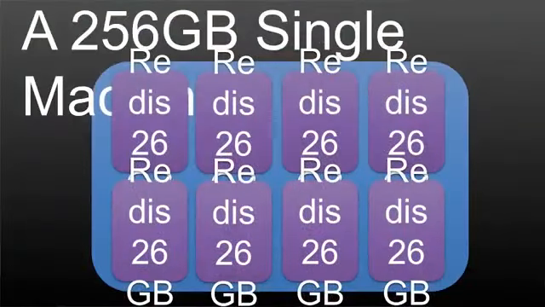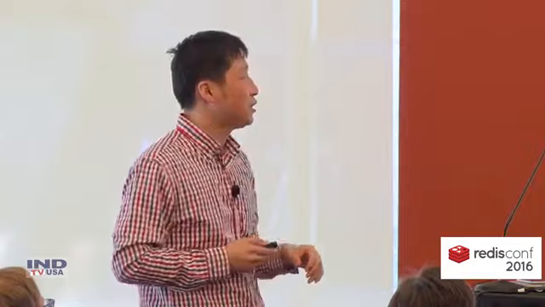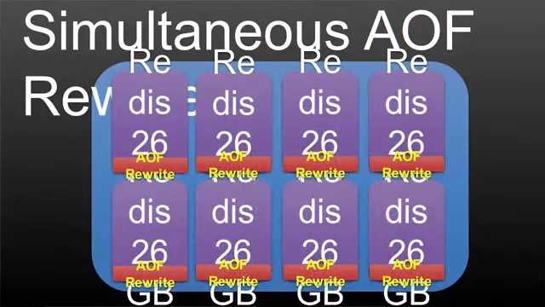And the fifth problem is simultaneous AOF rewrite. It is not actually for Kakao Story; it is another service of Kakao. That service has a single 256 gigabyte memory machine with 8 Redis instances. Each Redis instance uses 26 gigabytes of memory. But suddenly, all the Redis servers started an AOF rewrite. Why?